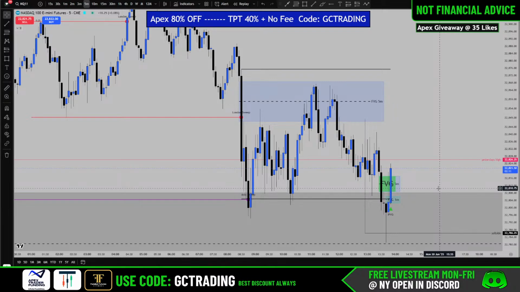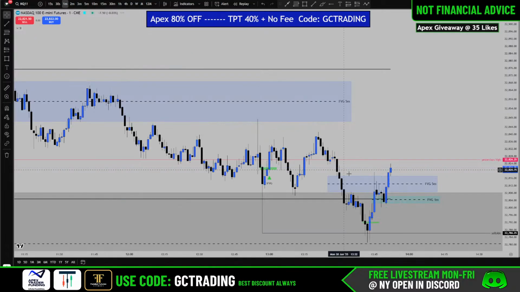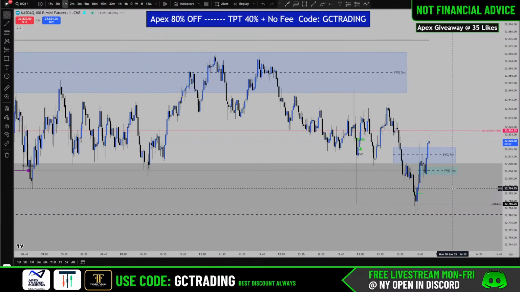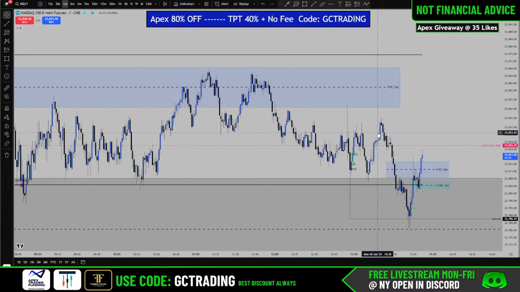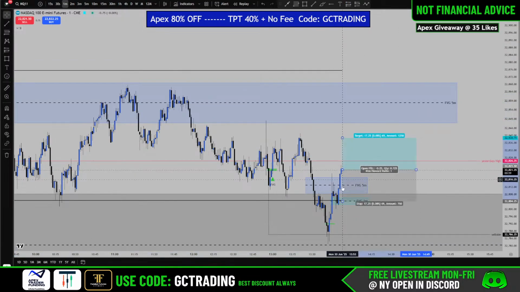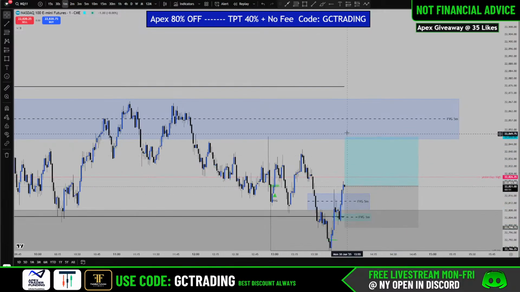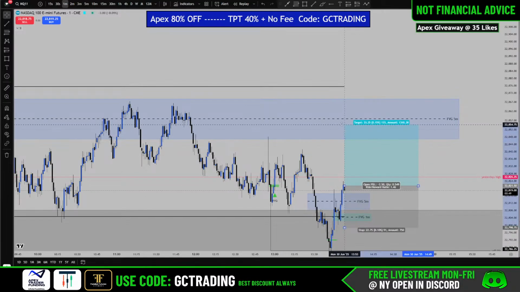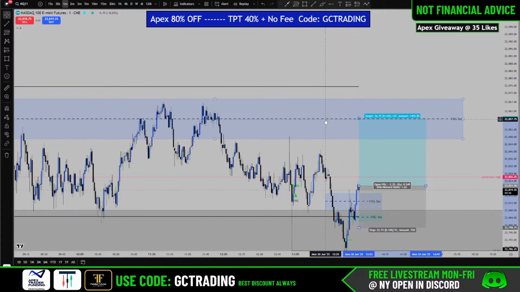Two minutes left, guys. We are inversing here. So targets, where would targets be? Well, ideally, hopefully get in around here. First target would be this high right there. And then we would go to the CE and then ORB high.